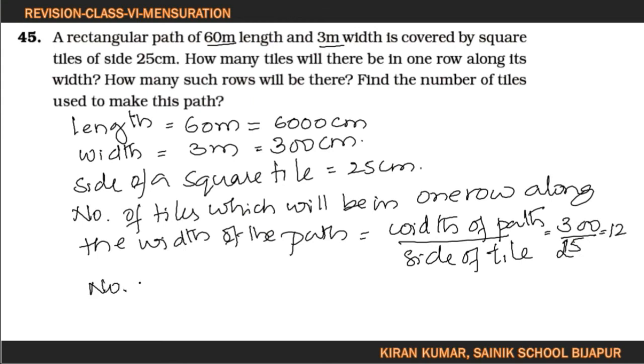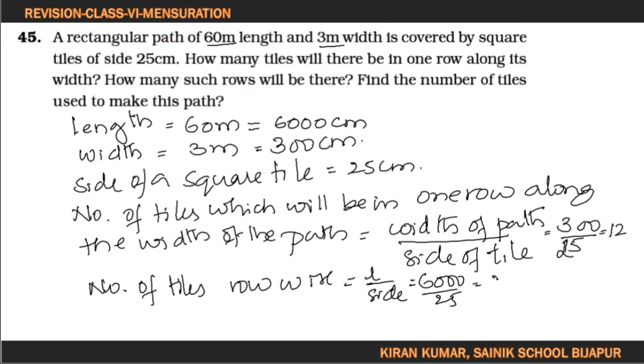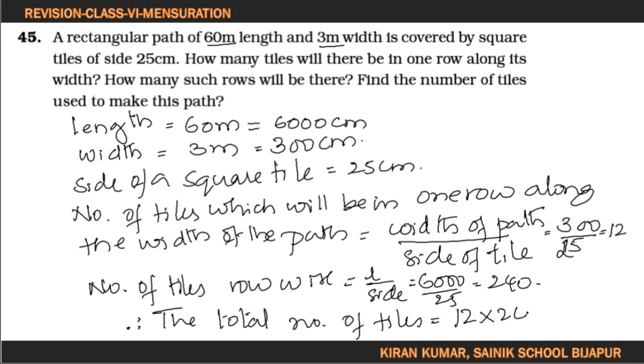Now I'd like to find the number of tiles row wise. This will be equal to the length divided by side. The length is 6000 divided by 25, which is 240. Therefore, the total number of tiles will be equal to 12 times 240. This will be 2880 tiles.